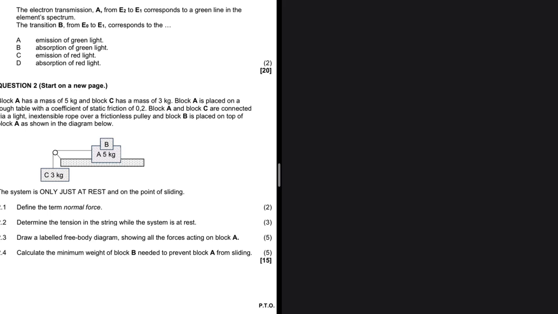Block A and block C are connected via a light inextensible rope over a frictionless pulley, and block B is placed on top of block A. It's shown in the diagram below. The system is only just at rest and on the point of sliding. Right. And then 2.2, determine the tension in the string while the system is at rest.